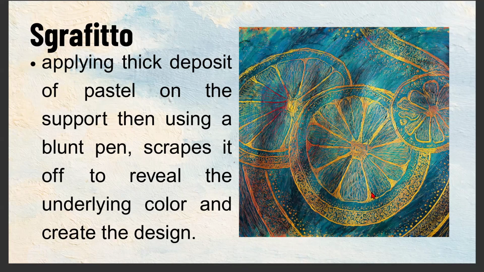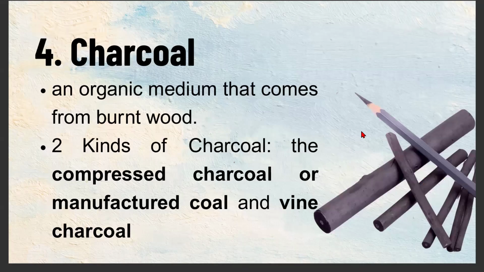In sgraffito, you're going to color the background first. You're going to put some different colors, random colors, whatever colors that you want, and then right after that you're going to cover it with a darker color. And then right after that, you're going to scratch that layer in order for you to reveal the underlying color. Yeah, and that's how you create a design. Sometimes the artist uses sharp or maybe blunt tools. It depends on them. Yeah, so that is sgraffito.